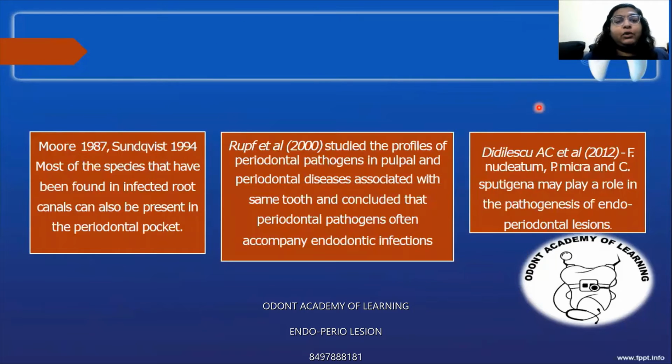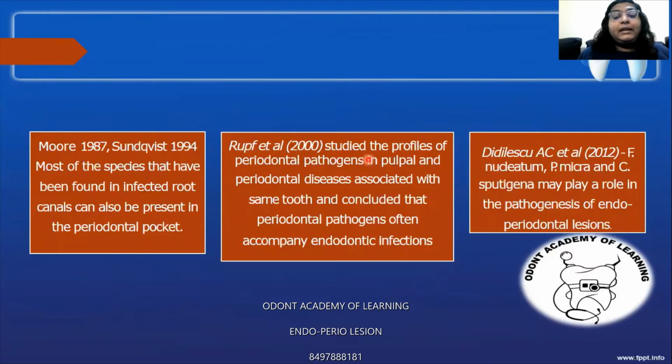A little more information about this. Moore and Sundqvist conducted a study and said that most of the species found in infected root canals can also be present in the periodontal pocket. So the microorganisms causing pulpal disease can also cause periodontal disease. Both of them are interrelated.